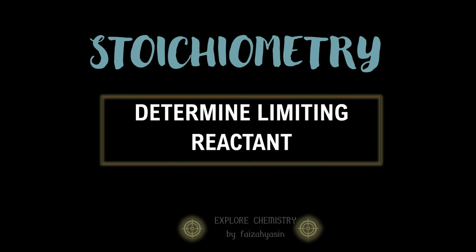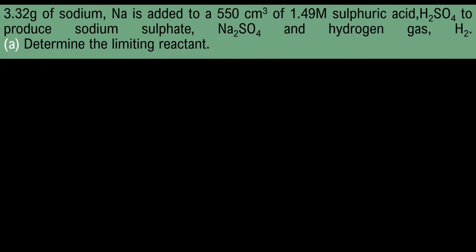Determine limiting reactant. 3.32 gram of sodium Na is added to 550 cm³ of 1.49 molar sulfuric acid H2SO4 to produce sodium sulfate Na2SO4 and hydrogen gas H2. A. Determine the limiting reactant.